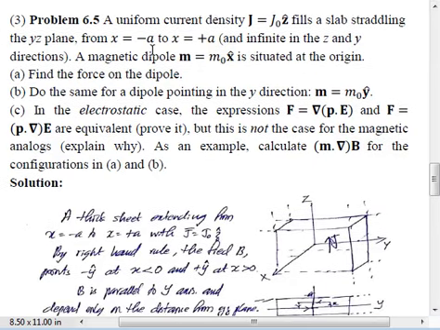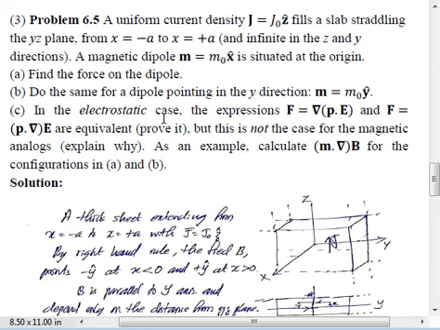Now a uniform current density J equal to J0 z cap fills a slab straddling the YZ plane from x equal to minus a to x equal to plus a, and it is infinite in the Z and Y directions. A magnetic dipole M equal to M0 x cap is situated at the origin. Find the force on the dipole, and do the same, that is, find the force on a dipole pointing in the y direction, that is M equal to M0 y cap at the origin.